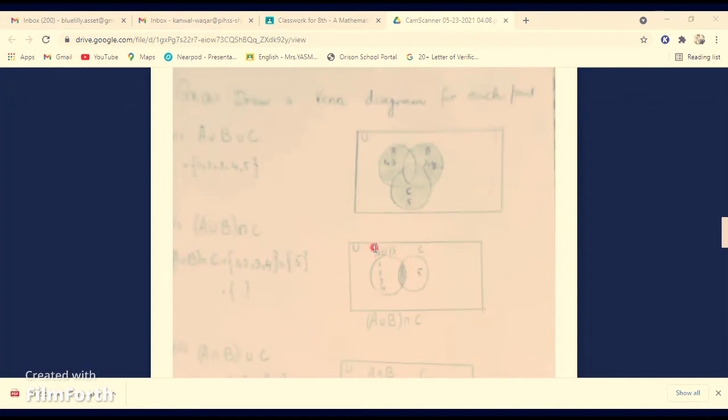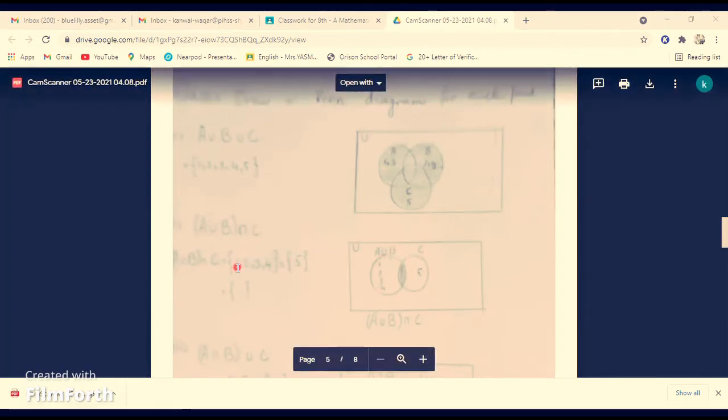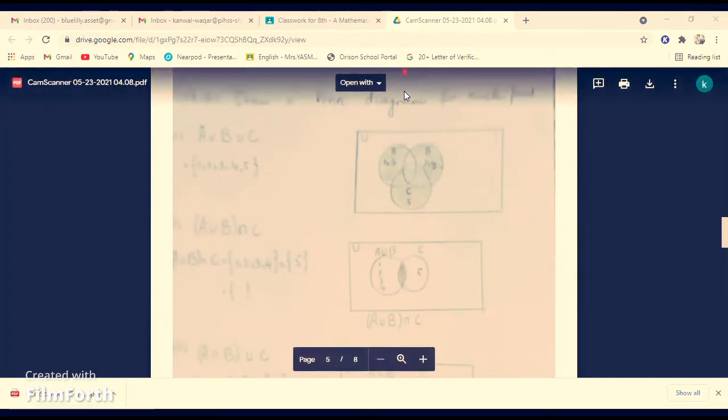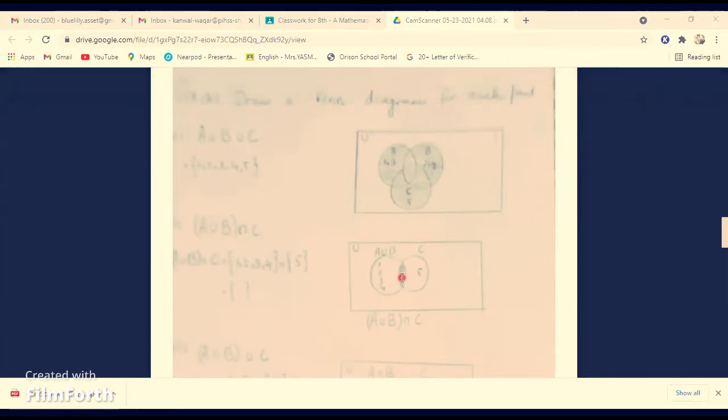So first of all, what we do, A union B intersection C. Union means all the elements of A and B, and intersection is C is there, but nothing is common in the sets. So you will shade it, but you will not write any member here.